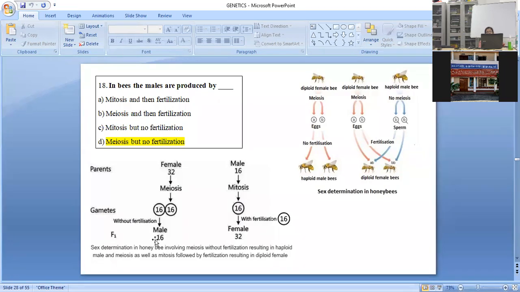Without fertilization, males are produced, with fertilization, females. First meiosis, then we are getting the haploid from the male, and then we are getting the female. Yes. So the answer for this option, ma'am, will be meiosis. Okay, meiosis.